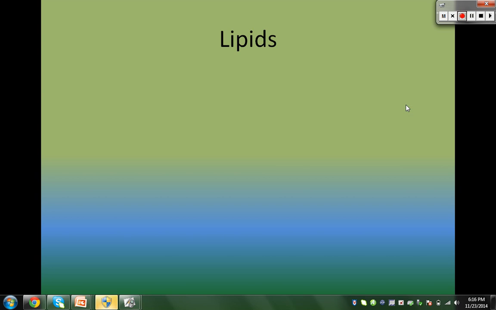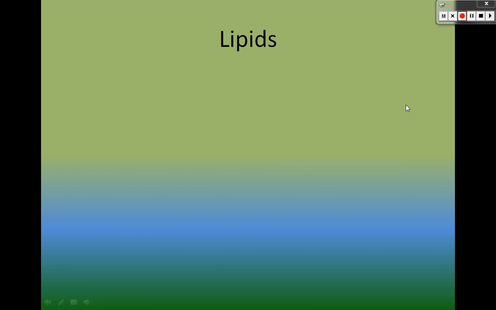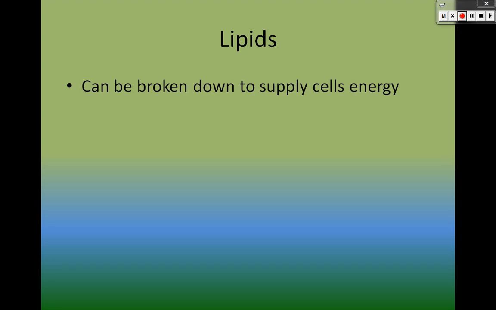All right, so these are notes on lipids. And again, I assume you've already watched the notes on introduction to macromolecules and then also carbohydrates. So lipids, just like carbohydrates, can be broken down to supply cells energy. And if you remember back from the introduction notes, they actually supply more than twice the amount of energy as carbohydrates with the same mass of substance.